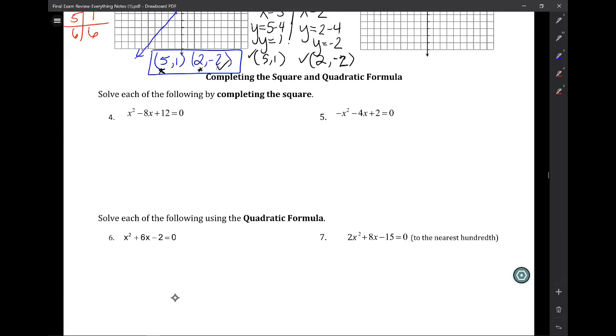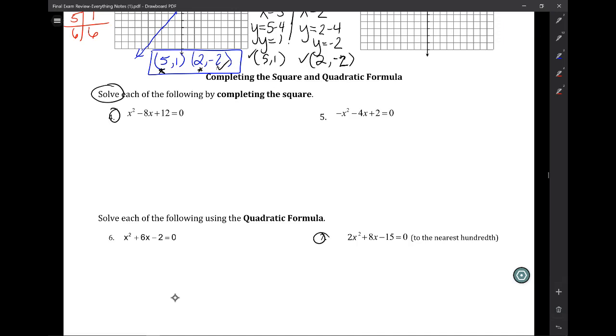Completing the square. Now these say to solve by completing the square. So I'm going to do 1 today and I'll do 1 tomorrow. So I'll do number 4 today. And then I'm also going to do number 7 today and then I'll do 6 tomorrow. So I'm going to do 4 and 7 and then I'll save the other ones for tomorrow.